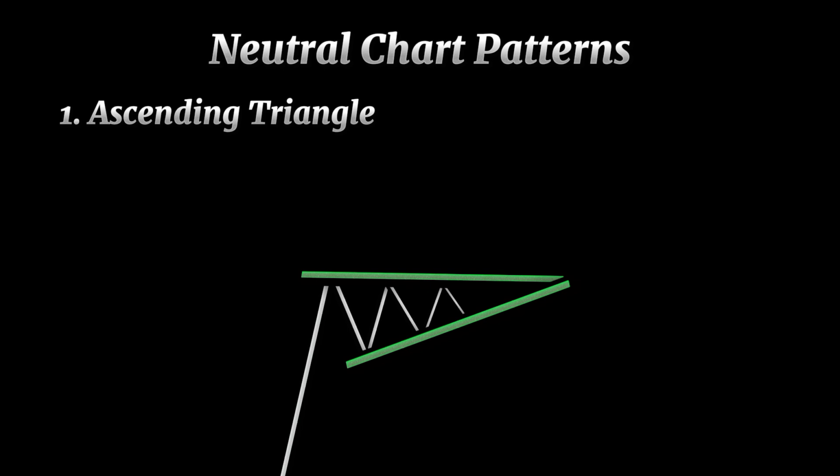Or the ascending triangle can be a neutral pattern. This means the direction that the market was going before the pattern is irrelevant. What matters is the breakout direction that confirms the ascending triangle. If price breaks the upper line of the ascending triangle, it means that price is probably going to the upside. And if it breaks the lower line of the triangle, it means that the price is probably going to the downside.